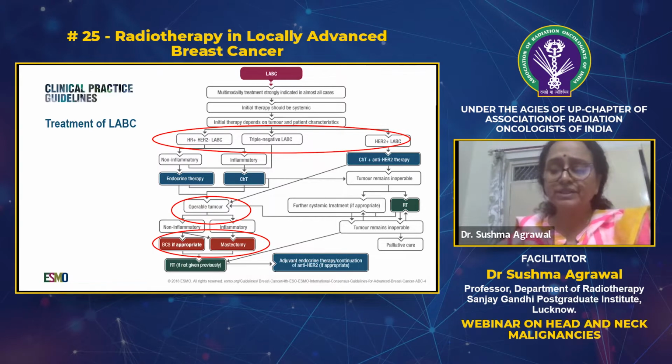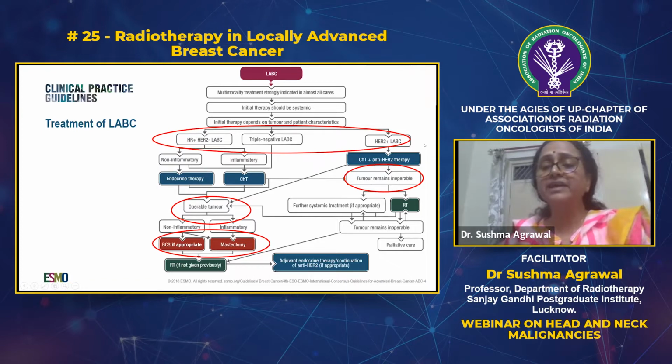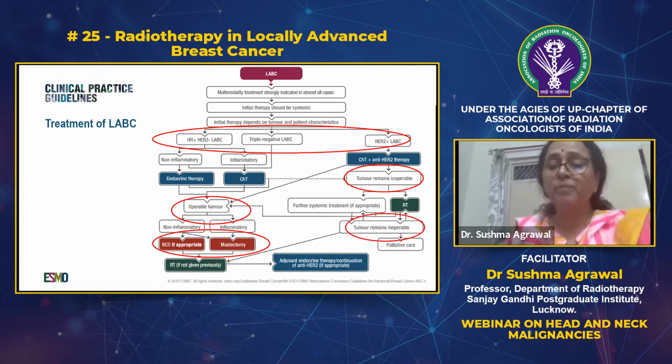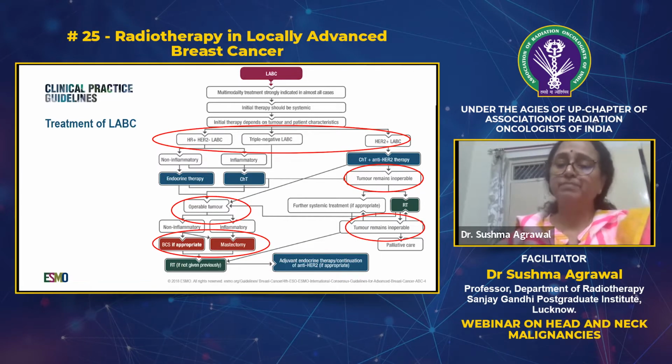And if the patient does not become operable, as you can see on the right side, then what to do? In these cases, you can give pre-operative radiotherapy to downsize the tumor, to see if the patient becomes operable. And if still the patient doesn't become operable, then this becomes a palliative case.